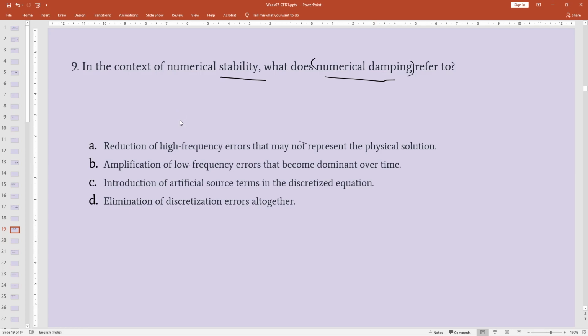Actually, from the word meaning of damping itself, we can understand what numerical damping is. Damping, in normal wave mechanics, is like when we have a wave, we reduce its amplitude. We apply something to reduce the amplitude so that it becomes lesser and lesser as it propagates further. Such a thing is called damping.